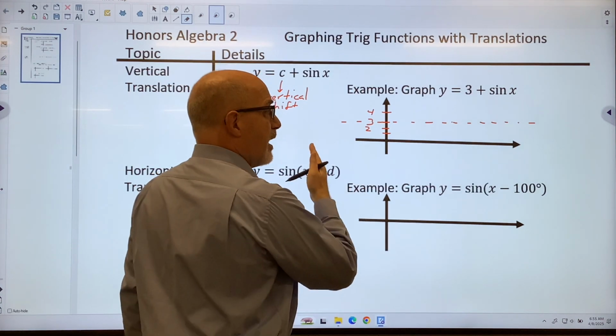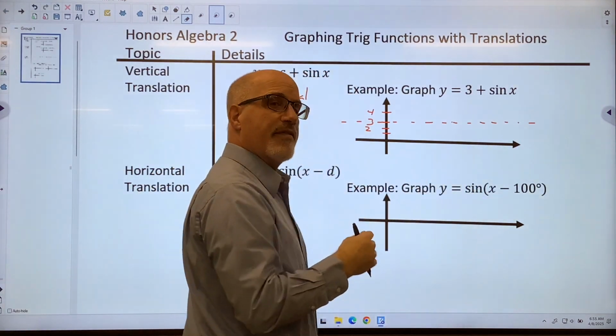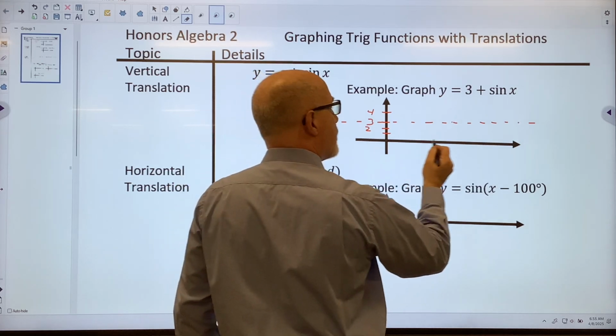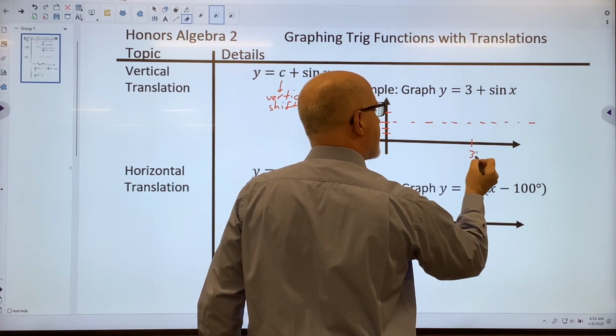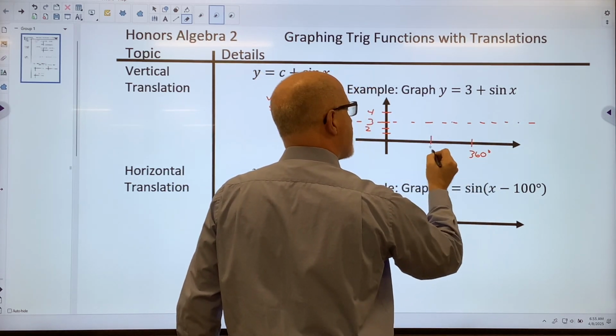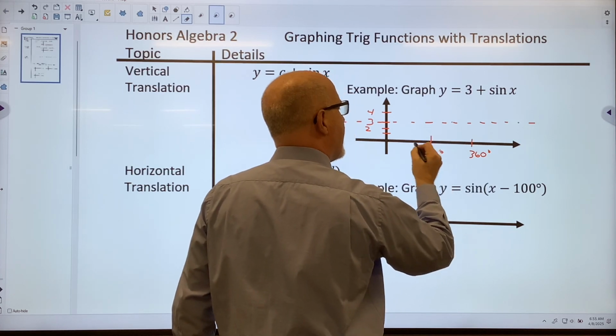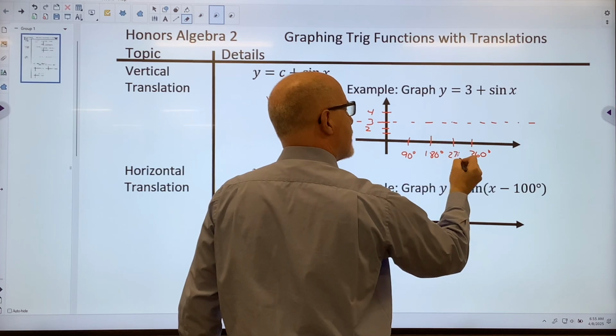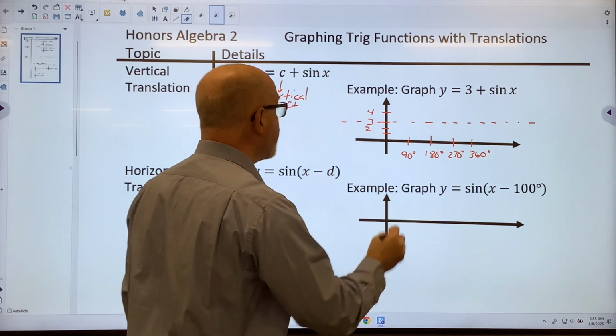Now on our x-axis, we're going to mark off the key points to graph. They're the same as before. We still go out to 360 degrees for one period. Split that in half and you get 180. Split that in half, you get 90 degrees. Split that between those two and you get 270.